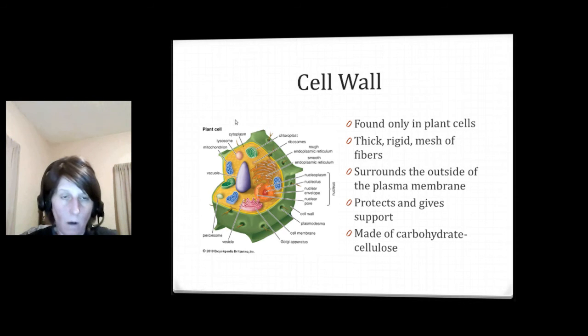Plants also have a cell wall. Animal cells do not. So out here, this green is the cell wall, and it actually surrounds the yellowish part here, which would be our plasma membrane. So cell walls are a thick, rigid mesh of fibers. As I said, they surround the outside of the plasma membrane. The cell wall protects the plant cell and gives the plant its support, and this cell wall is made of a carbohydrate known as cellulose.